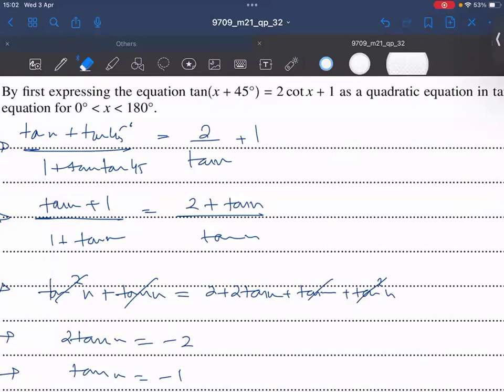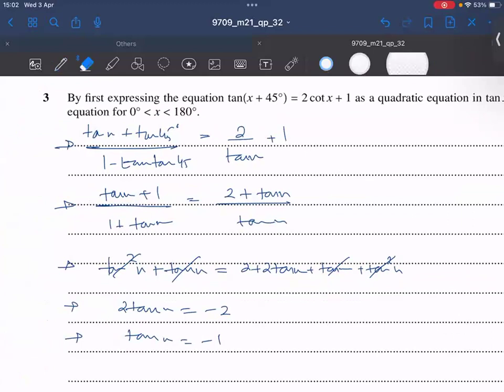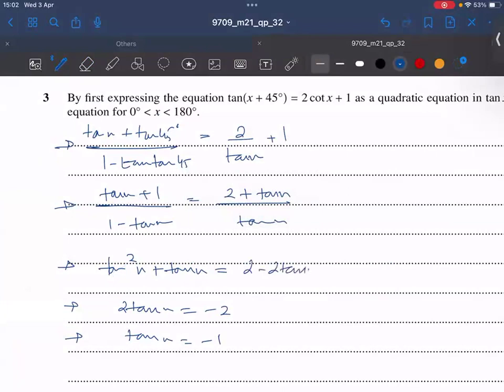No, this is going to be 1 minus. Yeah, it's going to be 1 minus, then 1 minus tan x. Tan x plus 1 over 1 minus tan x equals 2 plus tan x over tan x. Tan square x plus tan x, 2 minus 2 tan x plus tan x minus tan square x.